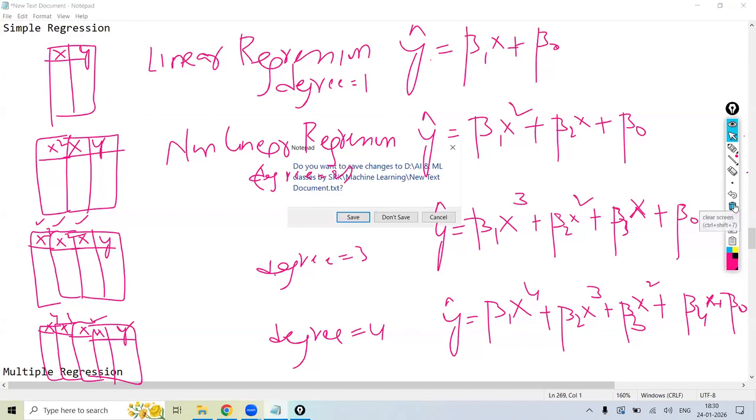Now tell me, beta 0, we need to add 3 times, right? No need. Beta naught will be single one only. Intercept will be single. Slopes will be multiple. Already I have discussed this in the last class.